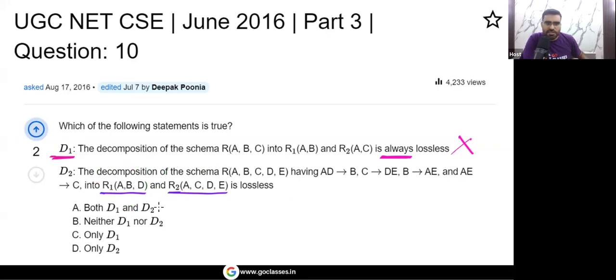What is R1 intersection R2? Just tell me what R1 intersection R2 is. It is the set of common attributes, that is AD. So AD is your R1 intersection R2.